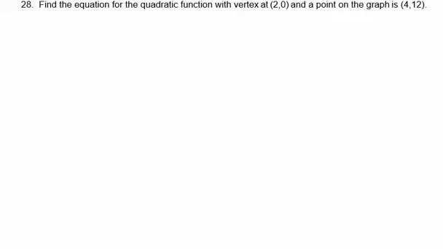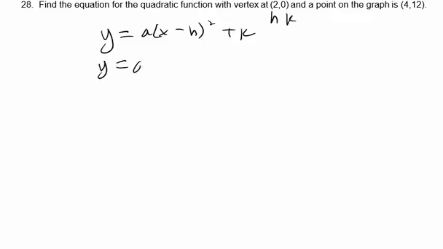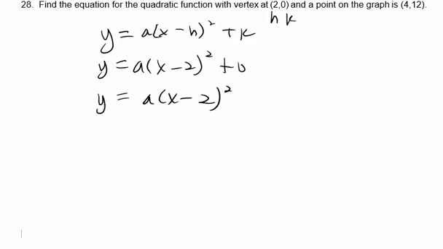If instead we want to write an equation for a given quadratic function, if we're given the vertex, let's start with y equals a times x minus h squared plus k, or standard form. We're going to substitute 2 for h and 0 for k, okay, or a times x minus 2 squared. Okay. But we also need to figure out a, this leading coefficient.